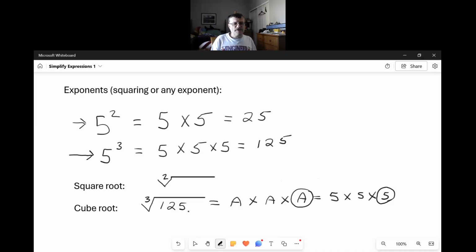So that's how these concepts basically work for squaring and cubing a number, and it will work for exponents other than 2 and 3. You could use 5 to the 4, 5 to the 5, or any number thereof. Okay, now that we understand the basic concept of exponents, squaring or square root, and cube root, let's take a look at these concepts on the calculator.